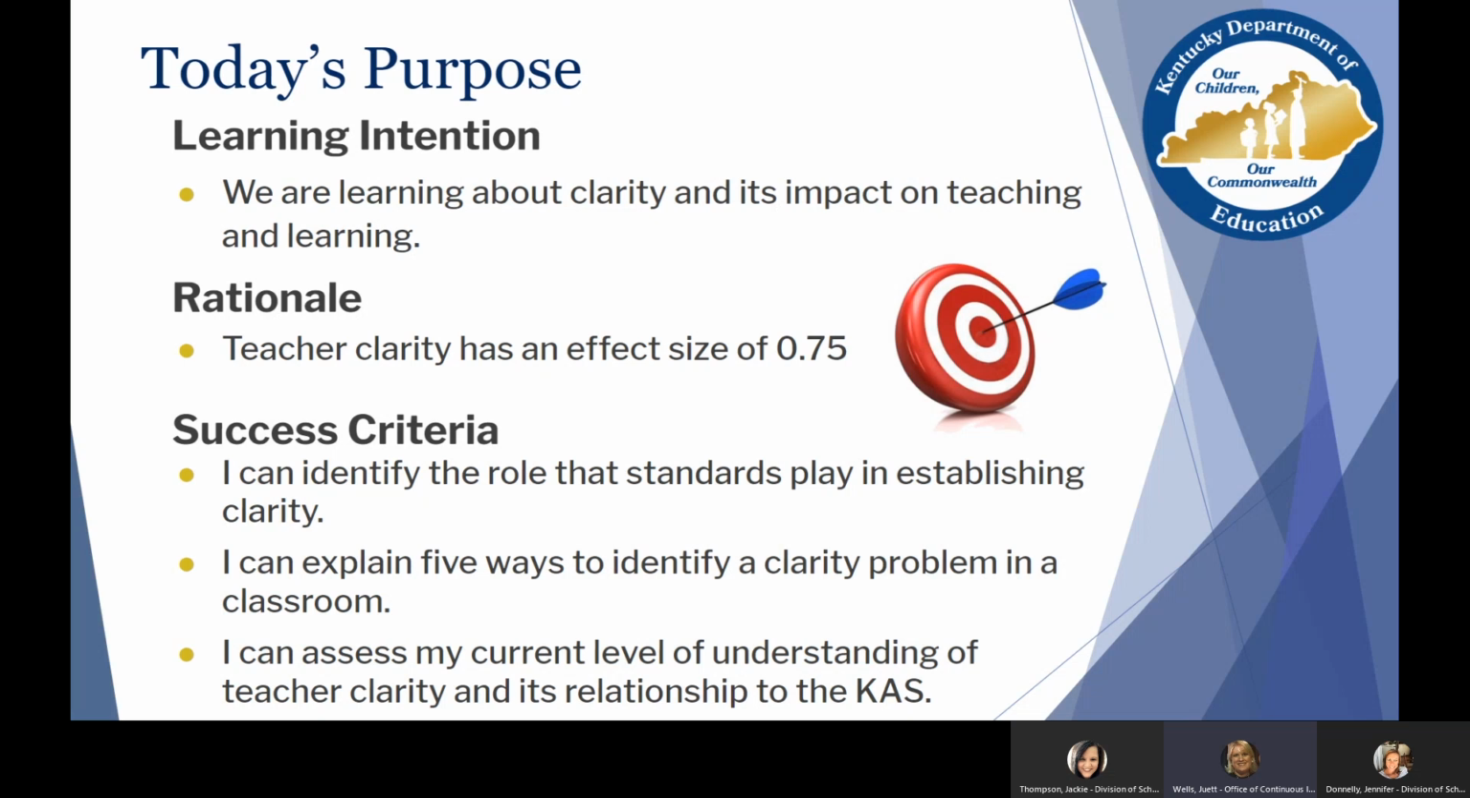The second success criteria is I can explain 5 ways to identify a clarity problem in a classroom. There are several really specific things that we can look for in our own instruction to ensure that we are not harming our clarity of learning within our classroom. And finally, the third success criteria is I can assess my current level of understanding of teacher clarity and its relationship to the Kentucky academic standards.